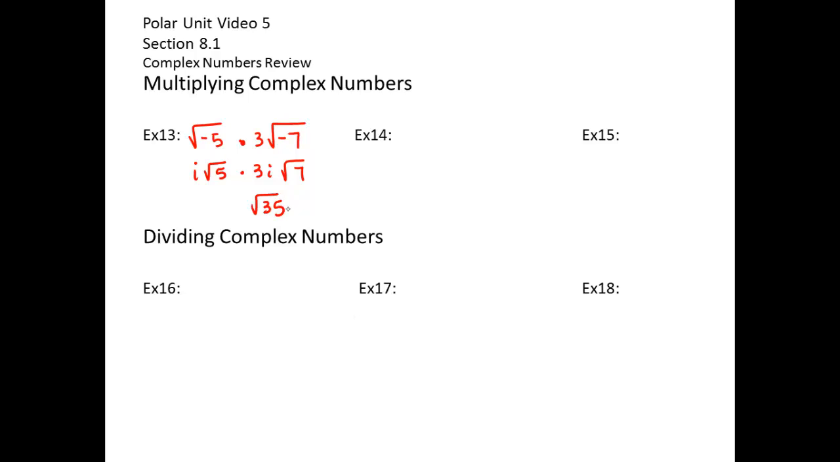When I multiply the outsides, I get 3i squared. In the beginning of the video, I said that i squared represented negative 1. So this has to be changed for a final answer of negative 3 times the square root of 35.